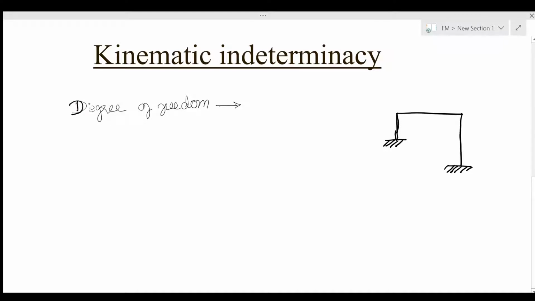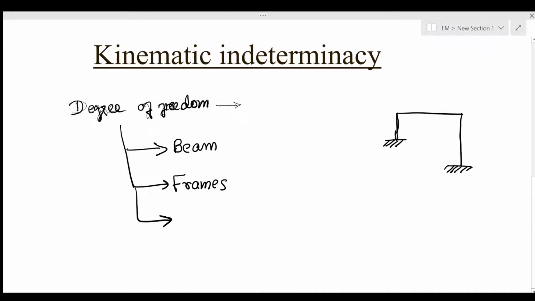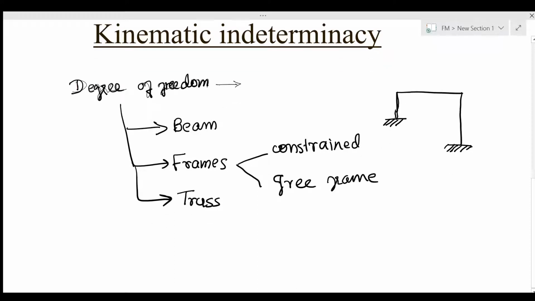So let us see regarding the degree of freedom. We have to find out the degree of freedom for three structures, mainly beams, frames and trusses. In frames we have two types of frames. One is the constrained frame and another one is the free frame. Okay, now let us see one by one.